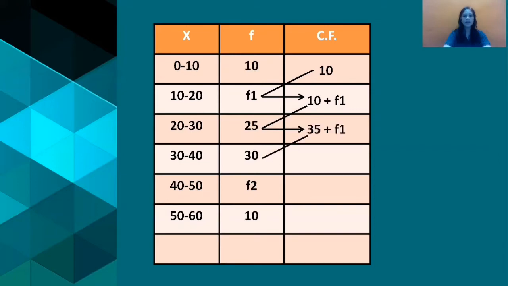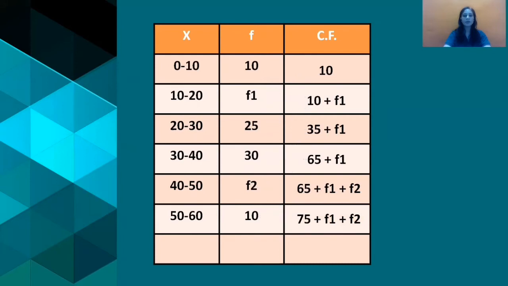For the next class, it would be 65 plus f1. For the second last class, it would be 65 plus f1 plus f2. And finally, for the last class, it would be 65 plus f1 plus f2 plus 10, that is 75 plus f1 plus f2. Then the second column sum, that is the summation of f, is given in the question, that is 100. So that is why I have put summation of f as 100 for the second column.